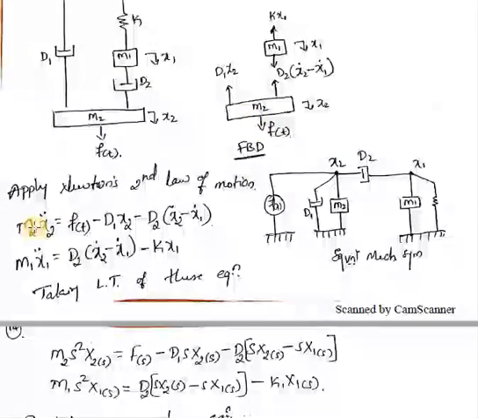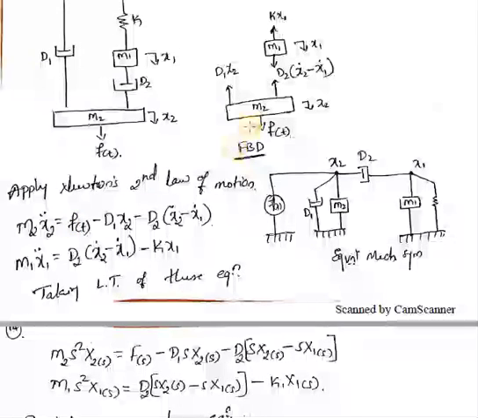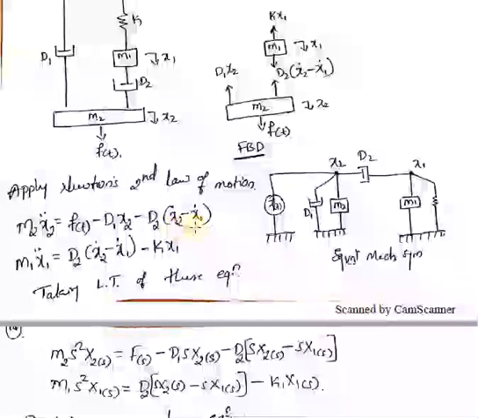So m2 into x2 double dot is acting towards the downside because the displacement of the body is towards downside. Therefore, m2 x2 double dot equals the forces which are acting towards the downside, we have to take as positive, and upside we have to take as negative. So f(t) is acting downward and the remaining two forces are acting upward. So f(t) minus d1 into x2 dot minus d2 into (x2 dot minus x1 dot).